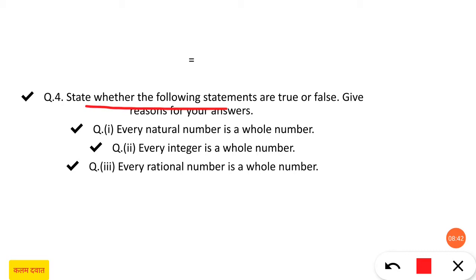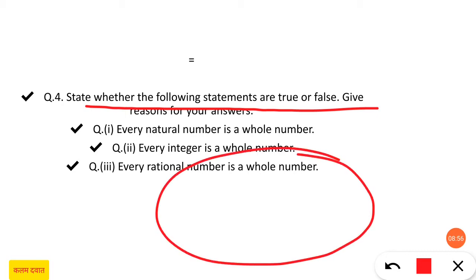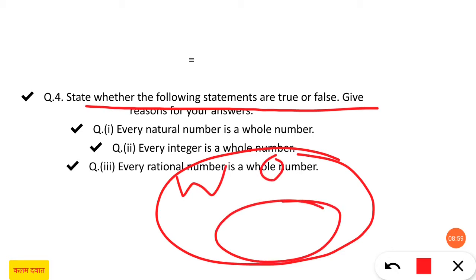We have to tell whether these statements are true or false, with reasons. The first one: every natural number is a whole number. When we were making the collections or sets, if this is a collection of whole numbers, your collection of natural numbers will be included in that. So every natural number is a whole number, that is true. If it is a natural number, it will definitely belong to whole numbers. But 0 is a whole number which is not a natural number. So the first one is true because the set of whole numbers contains the set of natural numbers.